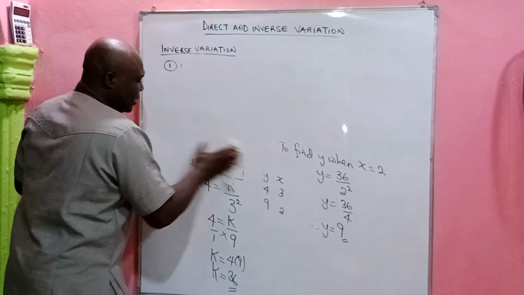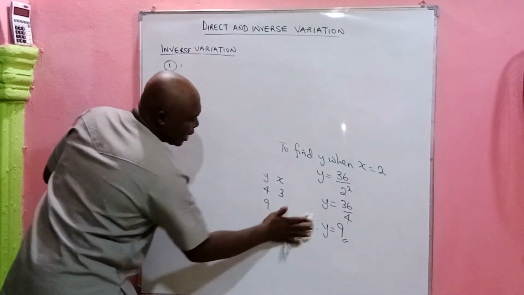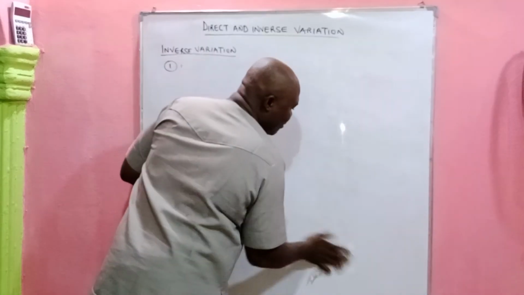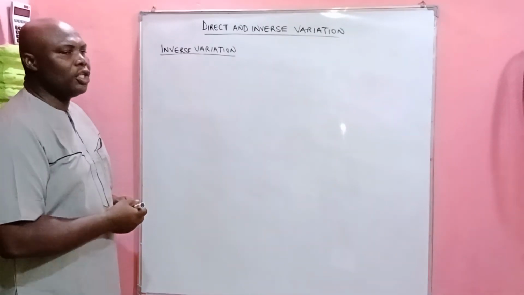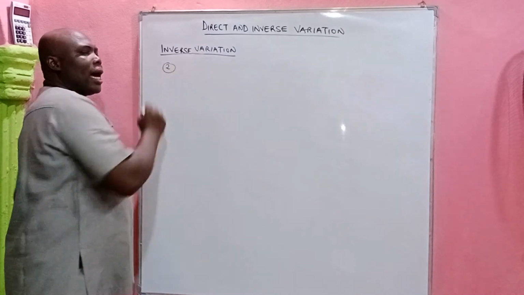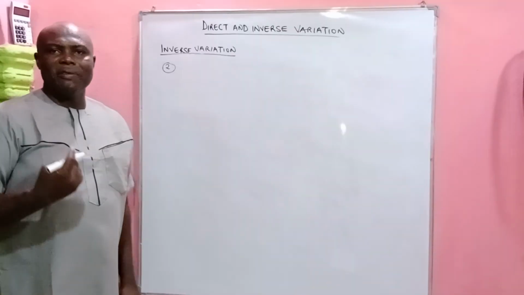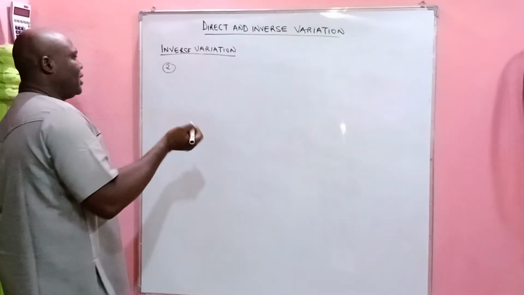Let's try another example in inverse variation. At least we have two examples in the direct variation. Let's try two in the inverse so that we will be on the same page. All right, so number 2. Assuming they say that S varies inversely as the cube of t.